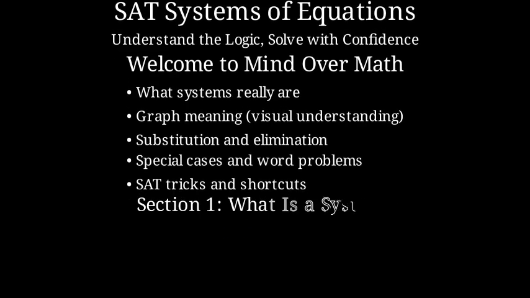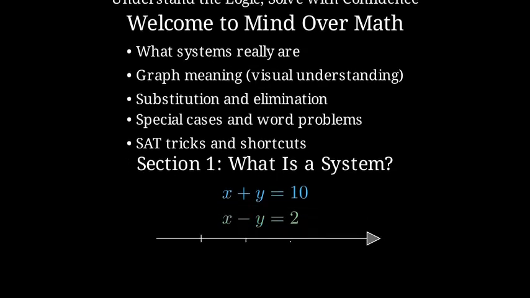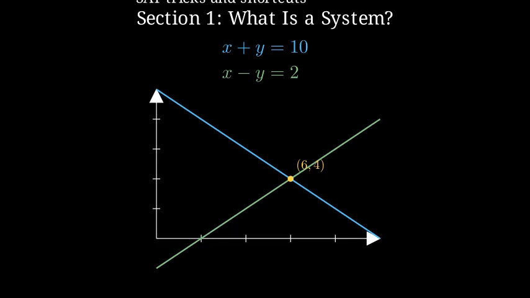A system of equations is simply two or more equations that share the same variables. For example, x plus y equals 10 and x minus y equals 2. Each equation represents a rule, but more importantly, each equation represents a line on a graph. Imagine those two equations as lines. The solution is where both are true at the same time. That happens at the intersection point. That point is the solution of the system.